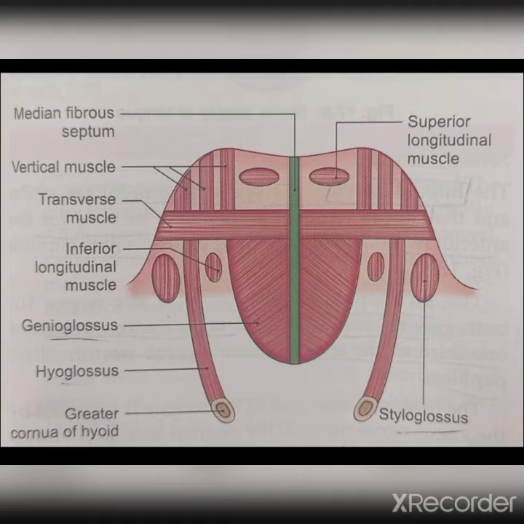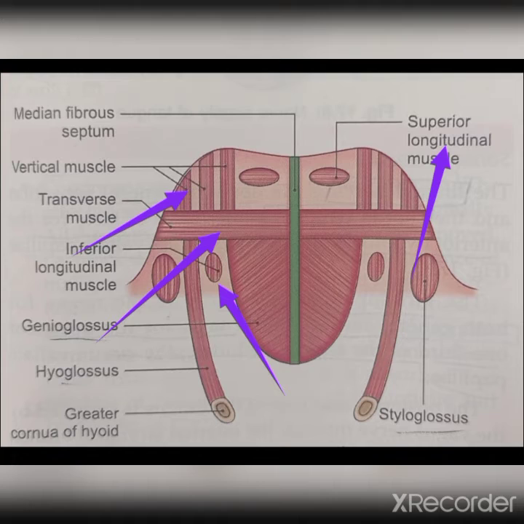Remember, friends, the intrinsic muscles are four. One is a superior longitudinal muscle, the other one is the inferior longitudinal muscle, the third one is the transverse muscle, and the fourth one is the vertical muscle. So, friends, the tongue contains four intrinsic muscles: superior longitudinal, inferior longitudinal, transverse muscle, and vertical muscle, as you can see in this diagram.